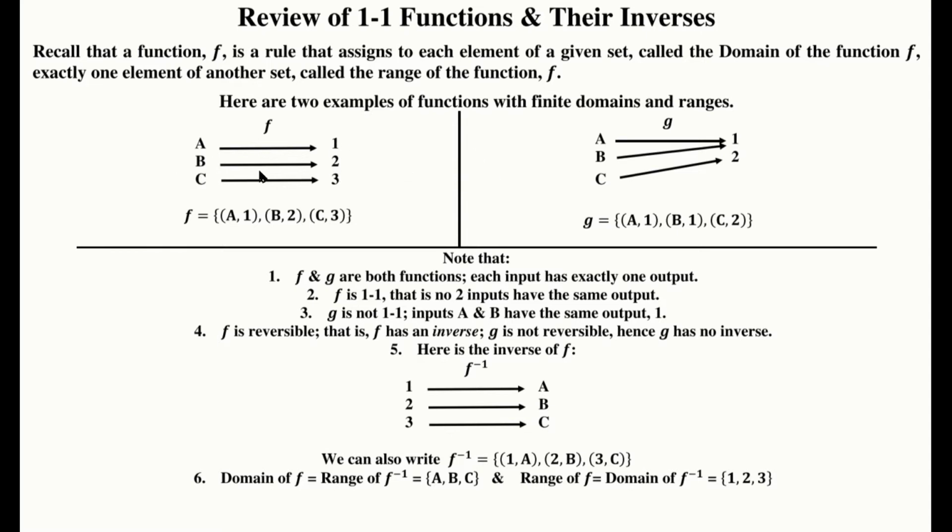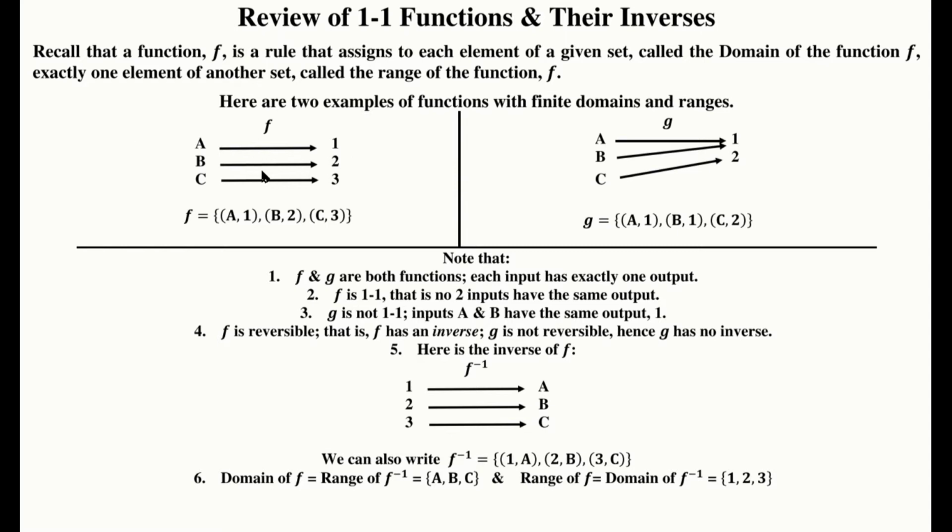However, we notice there is something different about f, which is the fact that not only does each input, these elements here are called domain elements or inputs, have one output, no two inputs go to the same output. Whereas this one, if you notice, both A and B have an output of 1. This makes f very special in the sense that it's reversible.